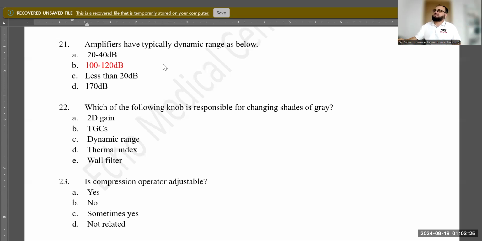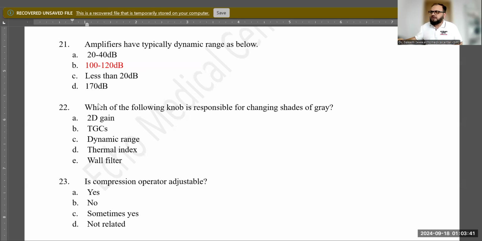So let's do the questions. Typically, amplifiers have a dynamic range as below. It's already in a different color, you can see it's 100 to 120 decibels. That is the dynamic range for the amplifiers.